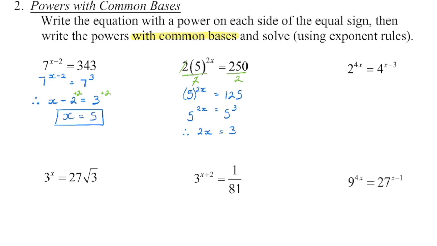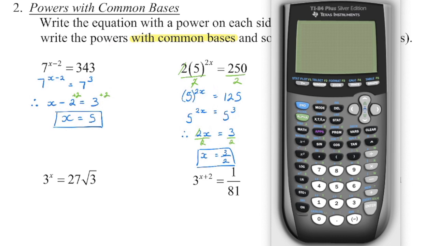To isolate that x, because we're multiplying by 2, we're going to do the opposite. 2 divided by 2 leaves us with 1x, and that leaves us with x is equal to 3/2. And I'm just going to leave it as a fraction. And again, you're not done. You're going to substitute that back in and make sure that the left side does in fact equal the right side. If you don't want to substitute it back in and do it algebraically, you can use your calculator.